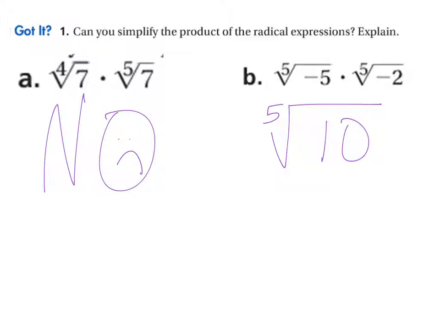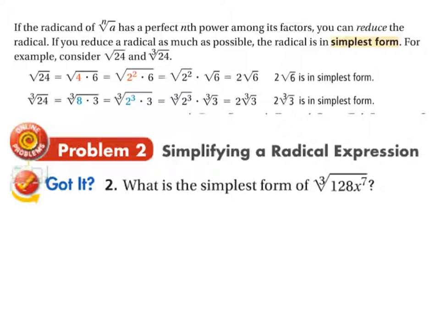You should have no different indexes, and the second one would be negative 5 times negative 2 gives you a positive 10. So you still apply that rule, and it's the fifth root, so that's okay since they're negative. And I can't simplify them any further because there's no group of 5 that I could take out. So you should do the simplest form when you have it.